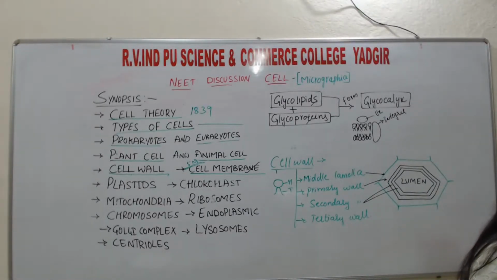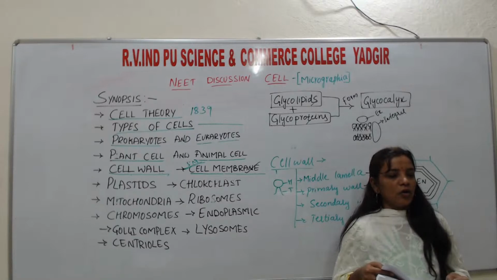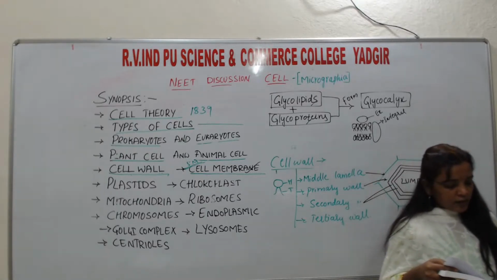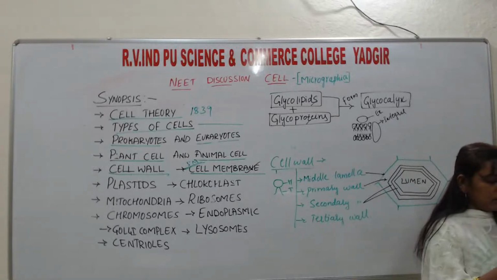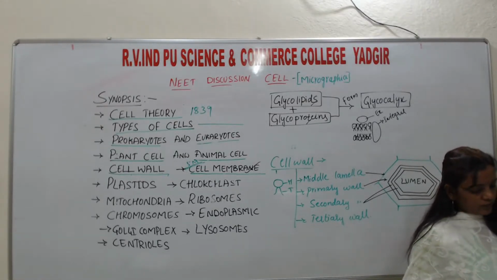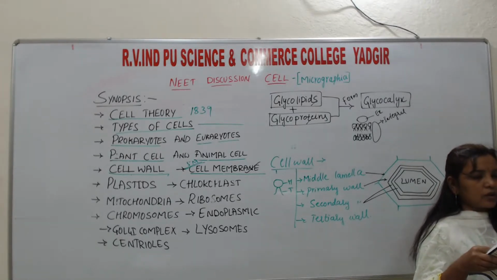Cell organelles. In case of bacteria, flagella act as motility, not the fimbriae and not the pili. A cell organelle containing hydrolytic enzymes, which is that? Lysosome.